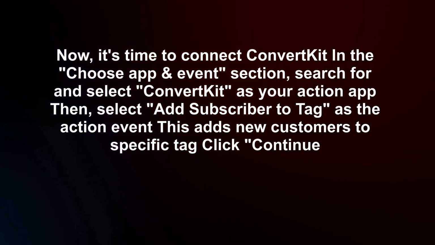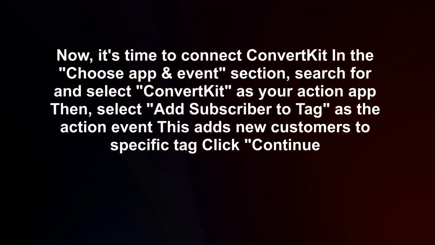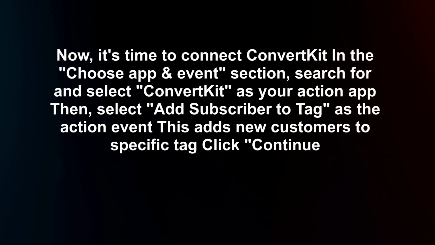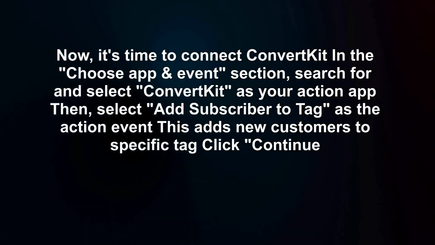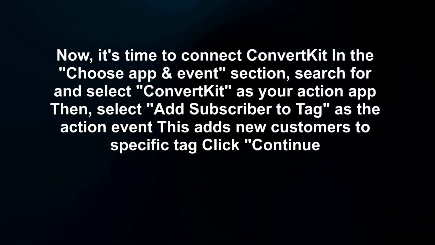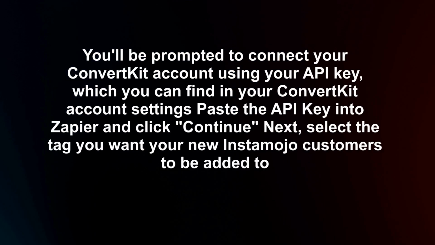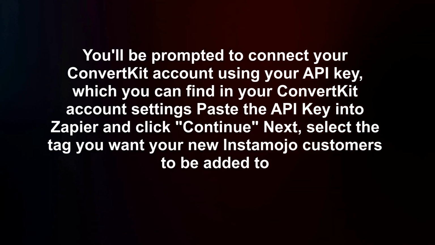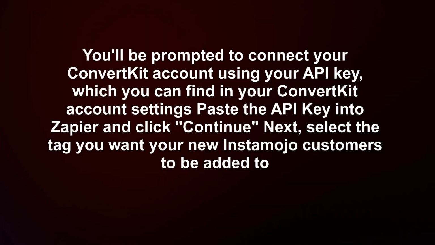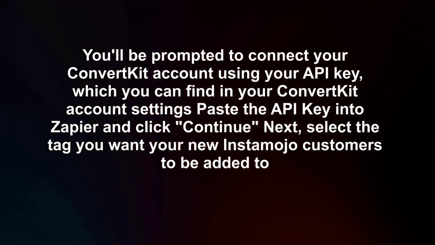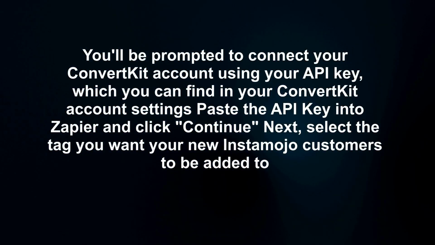In the Choose App and Event section, search for and select Convertkit as your action app. Then, select Add Subscriber to tag as the action event. This adds new customers to a specific tag. Click Continue. You'll be prompted to connect your Convertkit account using your API key, which you can find in your Convertkit account settings. Paste the API key into Zapier and click Continue.